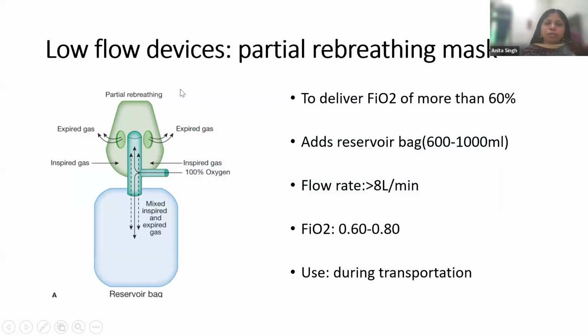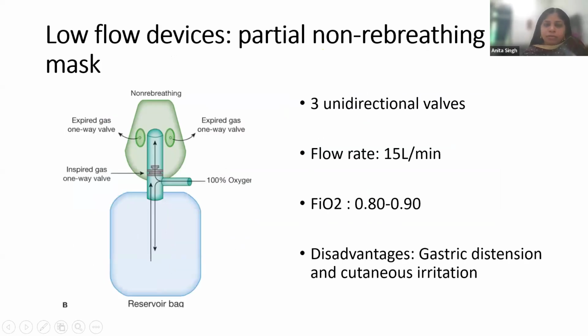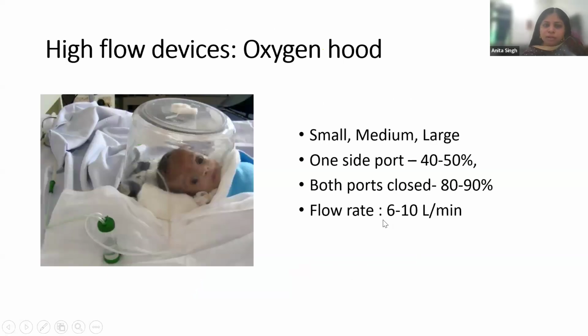Then a few low flow devices which are very important for the pediatric age group include the partial rebreathing mask and the non-rebreathing mask. They deliver an FiO2 of more than 62%, or in the case of the non-rebreathing mask, up to 80%. It has a reservoir bag in which there is mixing of the oxygen with the exhaled air, and it gives around 60 to 80% oxygen. In the case of a non-rebreathing mask, up to 80 to 90% oxygenation can be delivered.